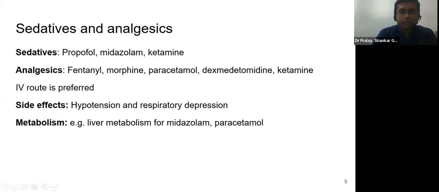Next, discussion on sedatives and analgesics. The examples of sedatives are mainly propofol, midazolam, ketamine, and analgesics which we use in ICU are fentanyl, morphine, paracetamol, dexmedetomidine, ketamine. In ICU situation, we prefer the IV route. If you give any medicines in excessive dose, it can cause hypotension and respiratory depression, and you have to take care of the metabolism of these drugs. Suppose you are giving midazolam and paracetamol, then if the patient has a liver failure, these drugs can be accumulative and can cause side effects.